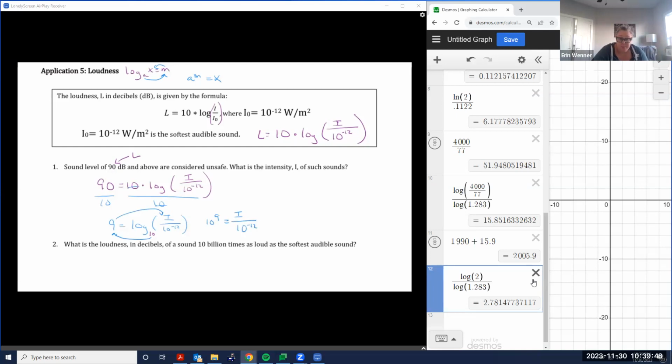So the last step is to solve for I, right? And if we're dividing by 10 to the negative 12, in order to solve for I, we're going to multiply both sides by 10 to the negative 12. So multiplying by 10 to the negative 12, these will cancel. And so I is equal to 10 to the 9th times 10 to the negative 12th.